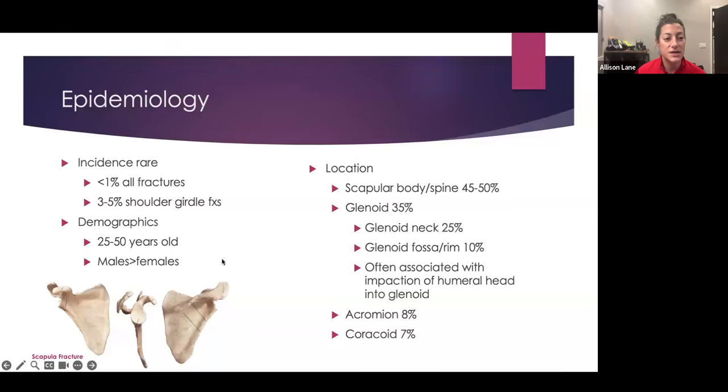So the incidence of scapular fractures is decently rare. It's less than 1% of all fractures, so 3 to 5% of shoulder girdle fractures. These are seen more commonly in males than females, again, and in that middle 25 to 50-year range. As for location, the majority are going to be the scapular body and spine, which is good. And then we come down to the glenoid. After that, the acromion, then the coracoid.